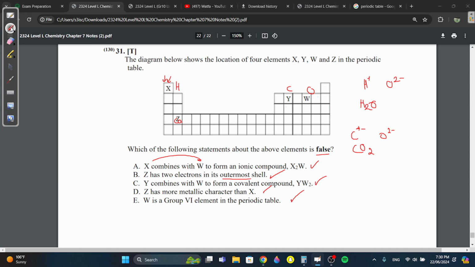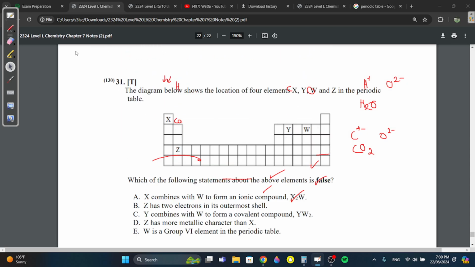I'm not sure. If I'm missing something, please write in the comments. But I think for now, we're done with chapter 7.